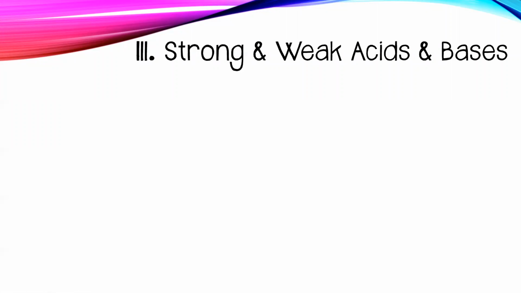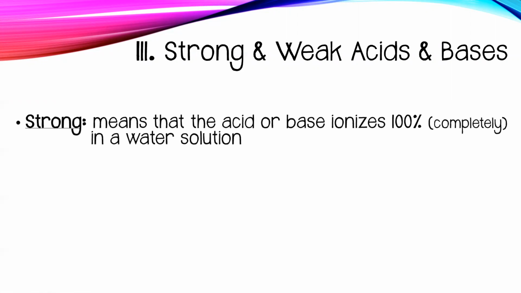So in the previous video for chapter 15.1, we basically talked about general acid and base properties and how to name binary and ternary acids as well as bases. So this is the continuation of that information. So you can have a strong and weak acid or base.